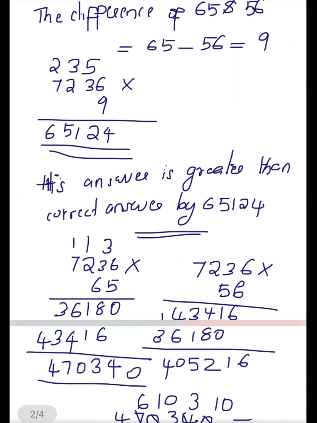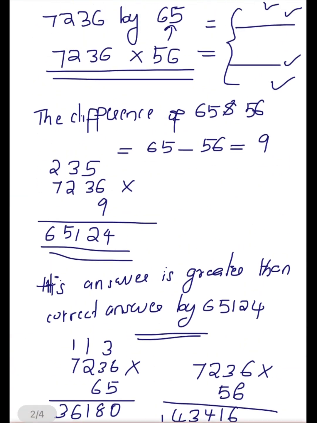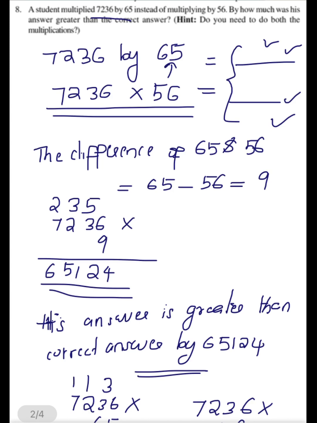65,124, but actually we don't have to do all these long steps. You need to just take the difference and multiply 7,236 with that difference and you will get this answer as 65,124. Okay, no need of doing all these steps. So this is all about the 8th question. Now let's do the 9th question.